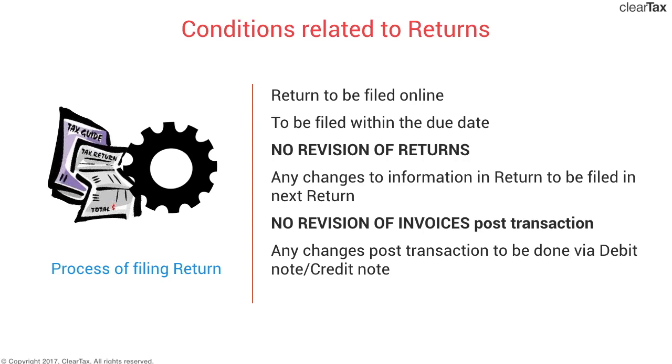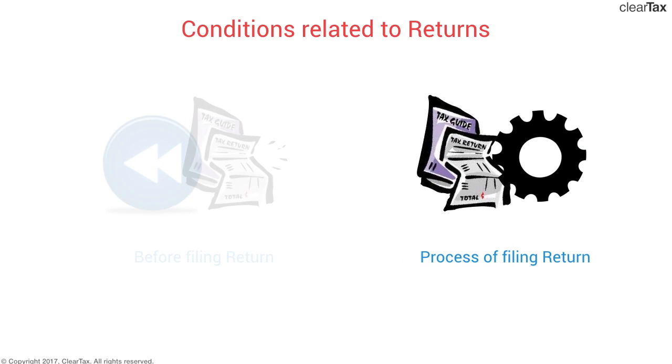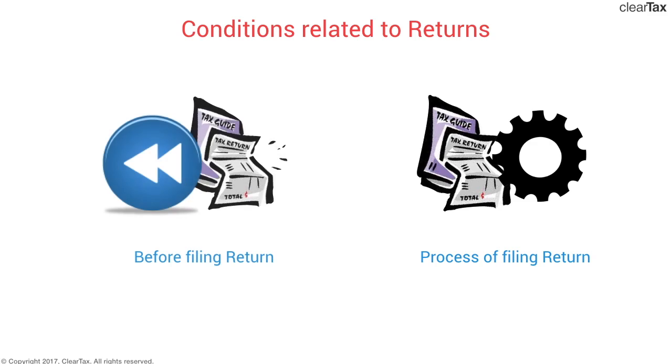So these are the conditions relating to process of filing, and that's all the conditions that you'll have to keep in mind. These two categories that we formed will help you remember all these conditions before filing return and during the process of filing return. In the next video, we'll check out the returns of normal registered taxpayer 1, 2, 3 and 9.